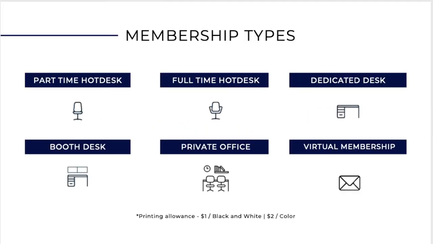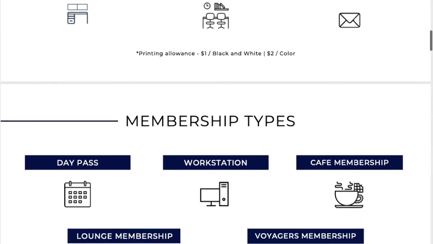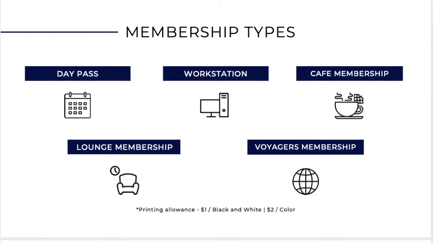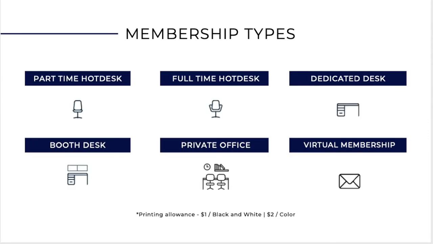Membership types. We offer 11 different types of memberships, and that includes part-time hot desk, full-time hot desk, dedicated desk, booth desk, private office, virtual membership, day pass, workstation, cafe membership, lounge membership, and Voyagers membership. Please note that not every one of these memberships will be offered at your location. It's location specific. Some locations might have others and some don't. Let's talk about each type of membership, and let's start off with part-time and full-time hot desk.